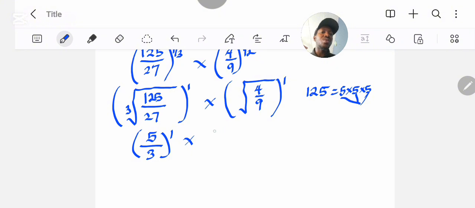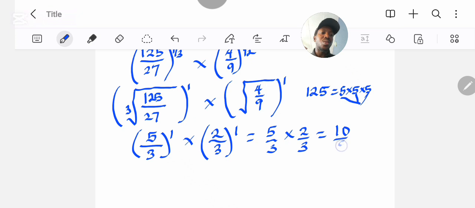Now here, the square root of 4 is 2, and the square root of 9 is 3. So from here, we have 5. Anything raised to power 1 is that thing, it doesn't change. It's 3 times 2 over 3. Then we have 10 over 9. Or we can finalize by saying this is the same as 1 and 1 over 9. So that's the solution.